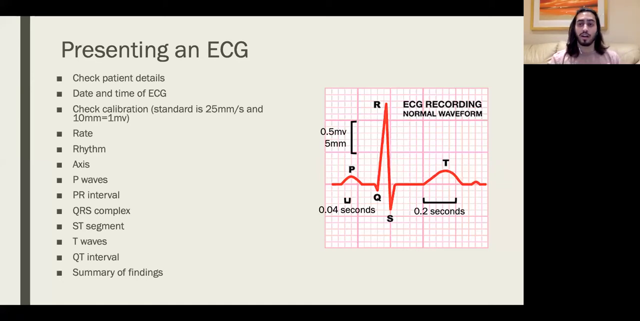Then you look at the ECG systematically. So you look at your P waves and your eyes go straight to the rhythm strip. Okay, you look at your P waves, you look at your PR interval, QRS complexes, ST segment, T waves, QT interval, and then you summarize your findings. And we'll go through this all individually. Okay.